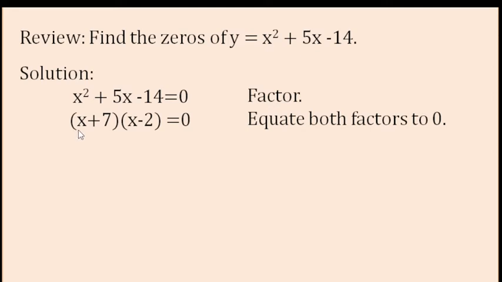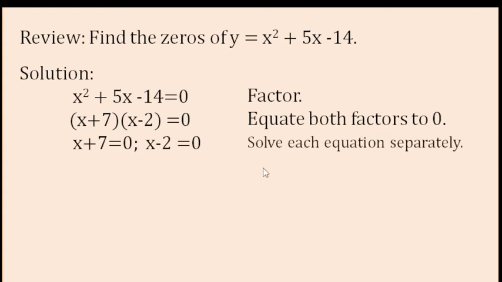So the first factor is x plus 7 equals 0. Second factor, x minus 2 equals 0. Then after that, we are going to solve each equation separately. For our first equation, if we subtract 7 from both sides, we get x equals negative 7. For our second equation, if we add 2 on both sides, we have x equals 2. Now, the two zeros are negative 7 and 2.